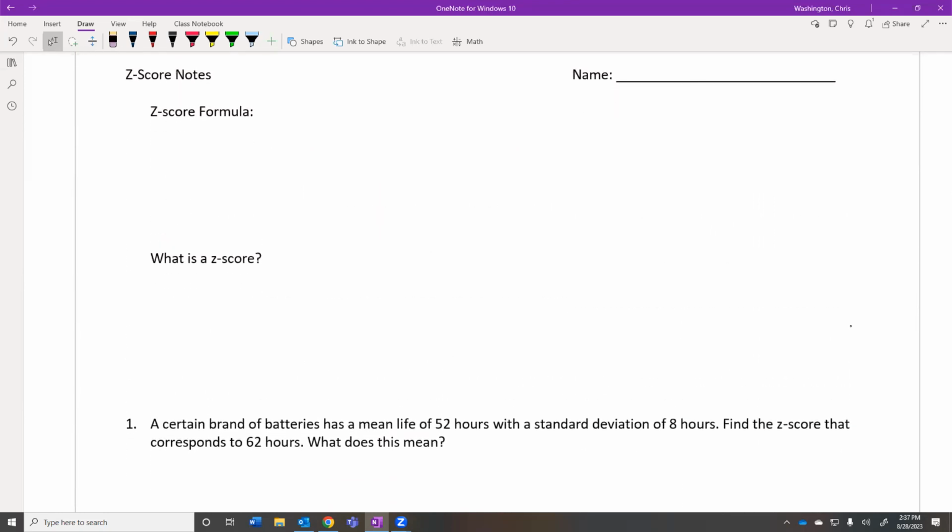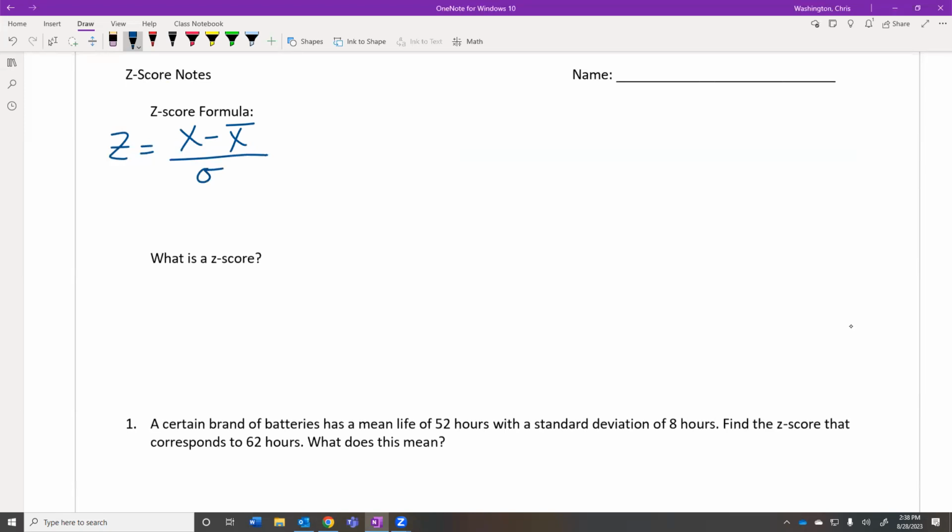Z-score notes and Z-score formula. What is the formula for Z-scores? Z-score formula. We get Z equals, we'll talk about what a Z-score is in just a second, X minus X bar, divided by the standard deviation.